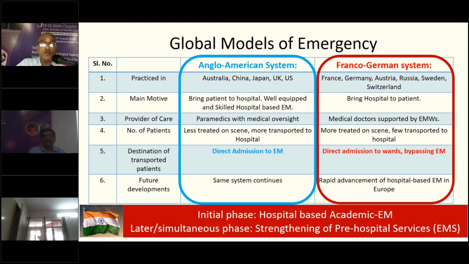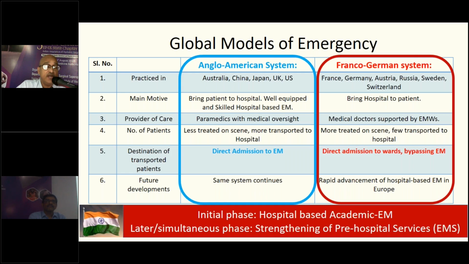The main motive in the Anglo-American style is to bring the patient to the hospital, to well-equipped and skilled hospital-based academic emergency medicine departments, while the Franco-German believes in bringing the hospital to the patient. The provider of care in the Anglo-American variety is the paramedics with medical oversight, who go to the site and bring these patients to the academic EMs. While in the Franco-German, medical doctors themselves are the main persons who go to the site and deal with the situation. So in the Anglo-American, patients are less treated on the scene and more transported to the hospital, while in the Franco-German, they are more treated on the scene and few get transported to the hospital. In the Anglo-American, it's a direct admission to emergency medicine, while in the Franco-German, it is more direct admission to wards, bypassing the EM.